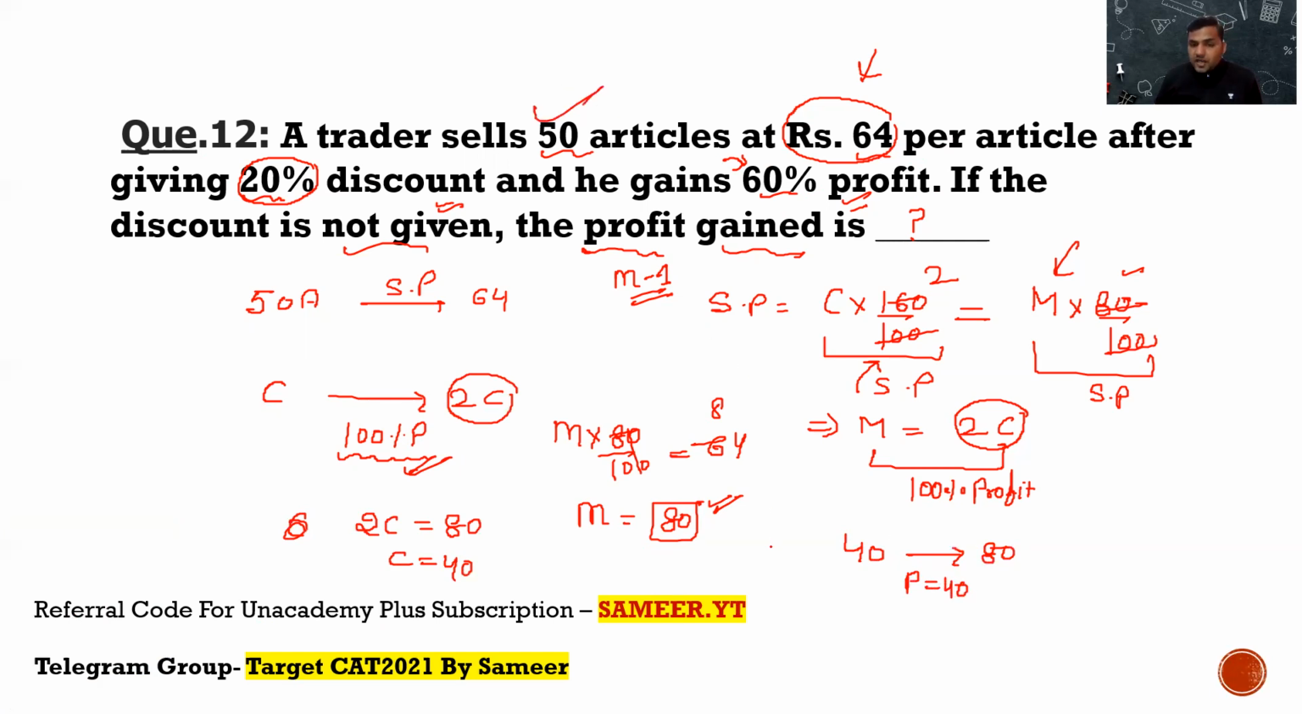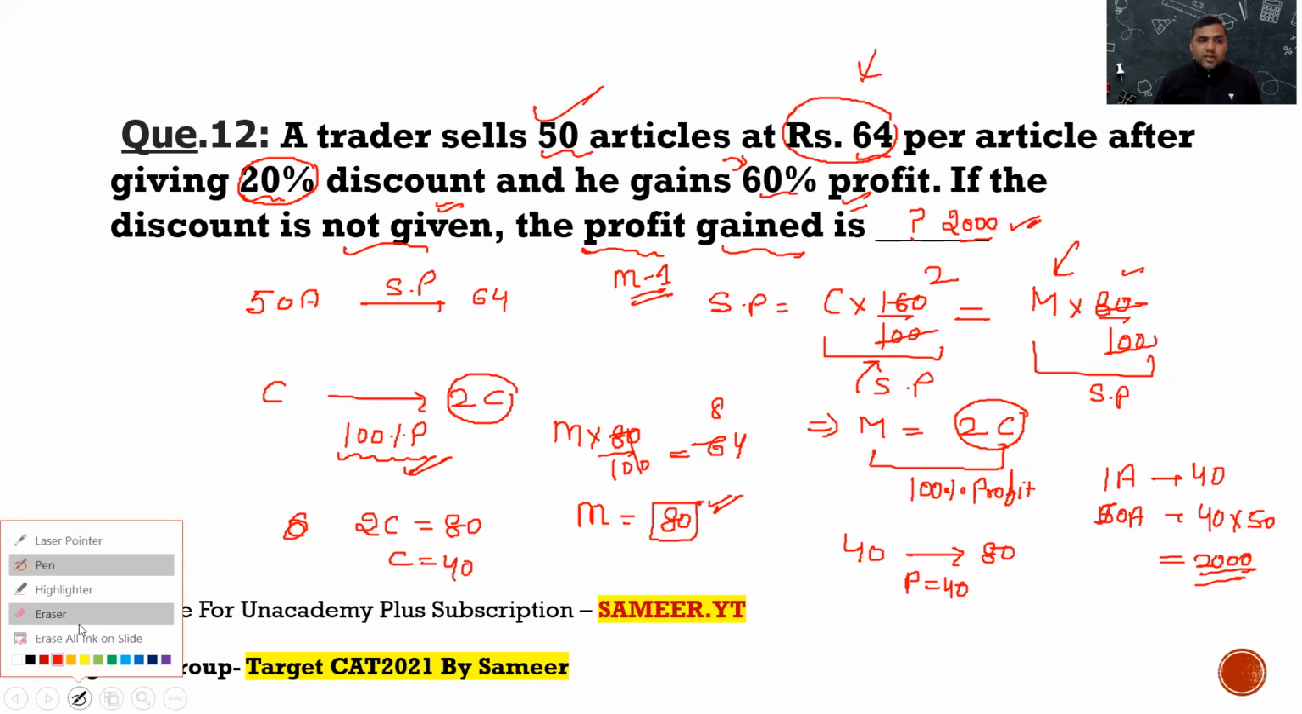Now I'm selling 50 articles. So one article is giving me a profit of 40. 50 articles will give me a profit of 40 into 50. That is 2000 rupees, right? That's the answer to the question, right? So the amount of profit is 2000 rupees. This is one way to solve this question. Even though it's not difficult, I just tried to explain it theoretically so that you get the complete concept of it, right?